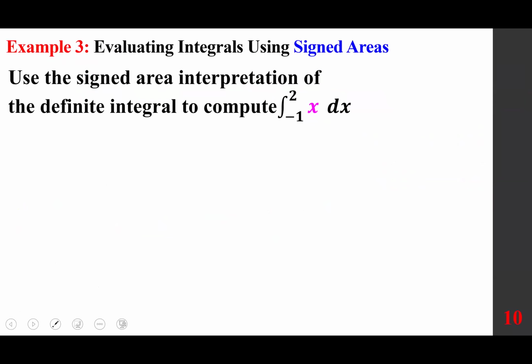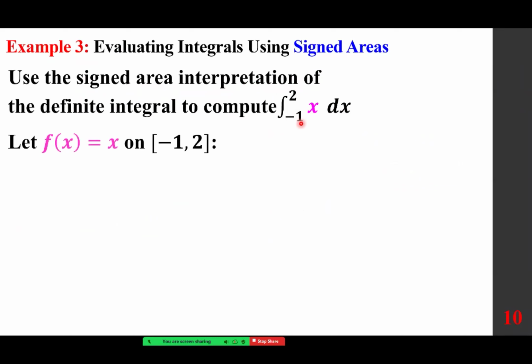Here's another example. Use the signed area interpretation of the definite integral to compute the integral of x dx from -1 to 2. First, what is your function? Y or f of x is x, from -1 to 2. And that y equals x is a line that goes through the origin, (0, 0). And since we want to go from -1 to 2, we mean this area.